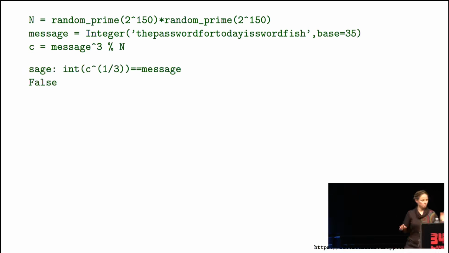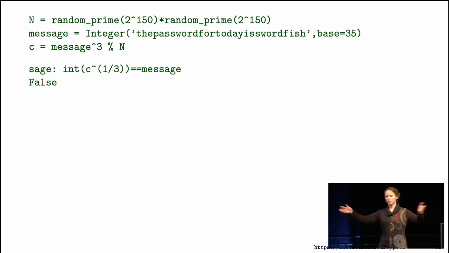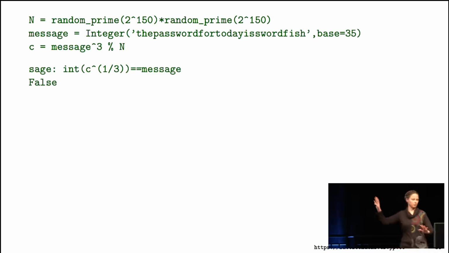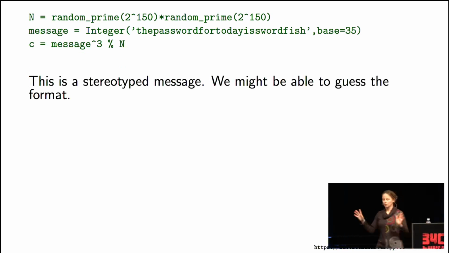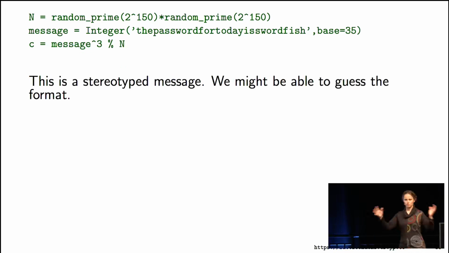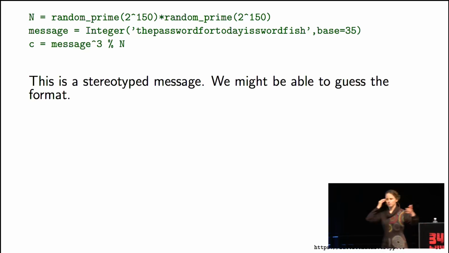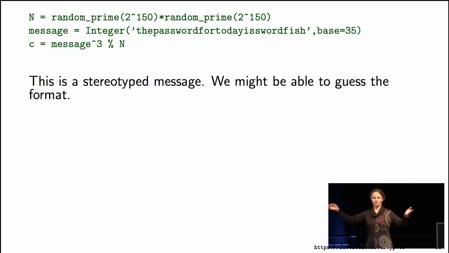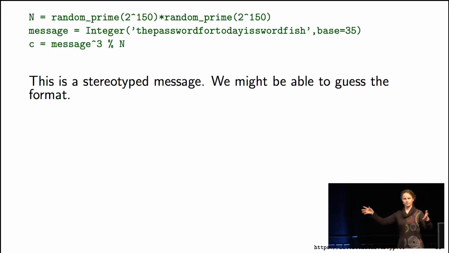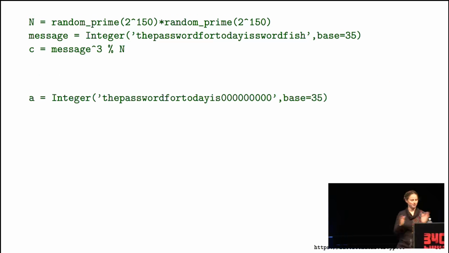Since my message is longer and my modulus is smaller, I don't have the same issue as before. If I just try to compute the cube root of the ciphertext, it is not equal to the message, so I'm not broken that way. But there might still be an issue. Since this message has a particular format, you could imagine that an attacker could guess that the message is "the password for today is something," and maybe they know that it has 9 characters, but they don't know what it is. So can they compute that?